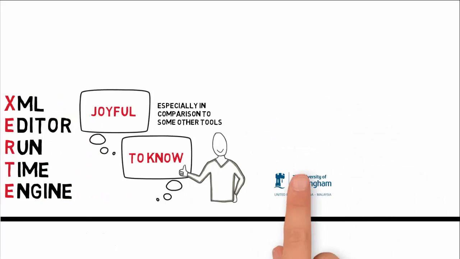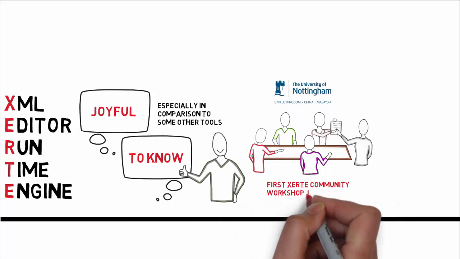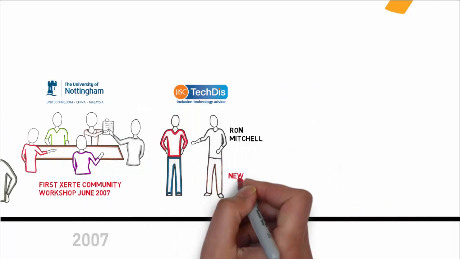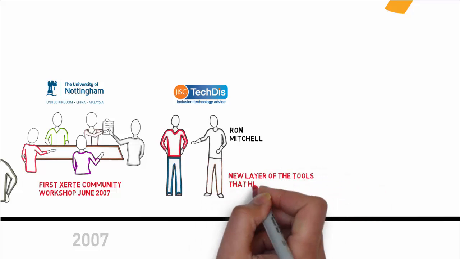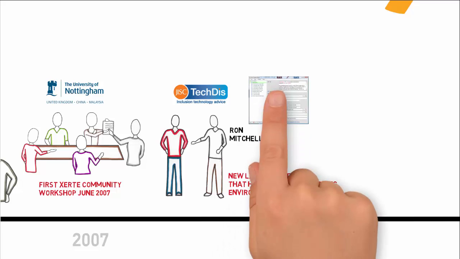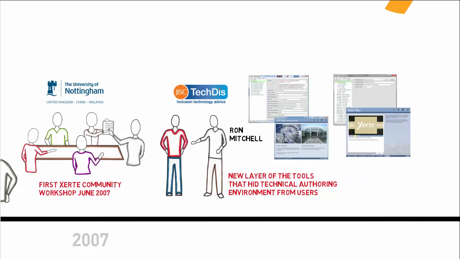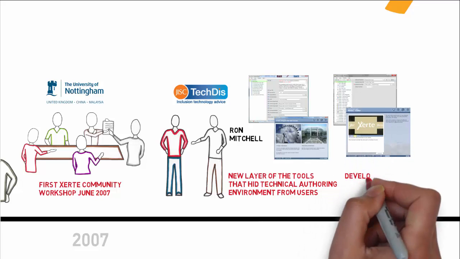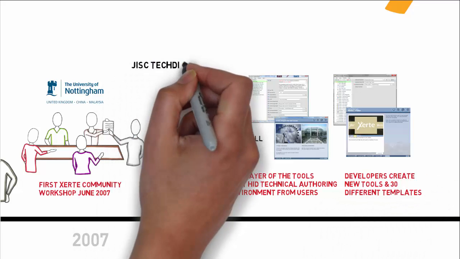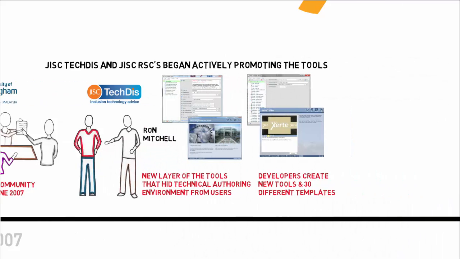The first Xerte community workshop was held at the University of Nottingham in June 2007, and shortly after the university began working with Xerte and myself to begin to build a new layer of the tools that hid the technical authoring environment from users and allowed content to be developed using simple forms. The approach also made it very easy for developers to create new tools for authoring new types of content, and before long the software included nearly 30 templates for presenting different types of media and interactivity. Xerte and the JISC regional support centres began actively promoting the tools.